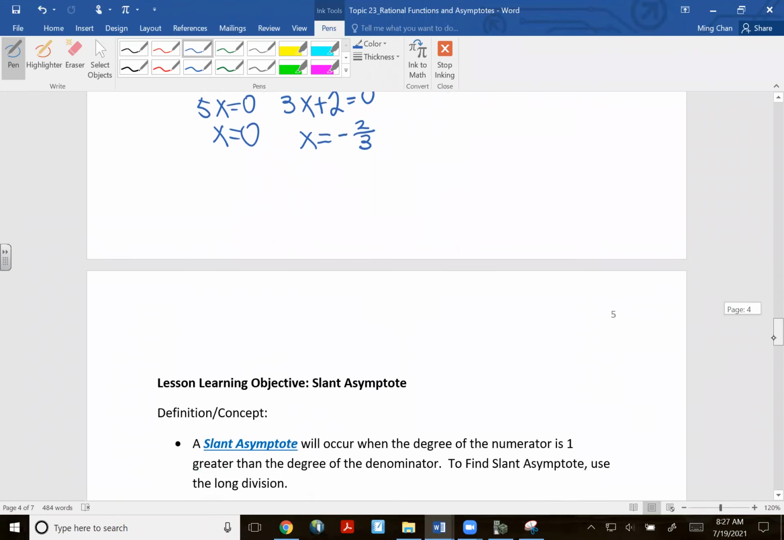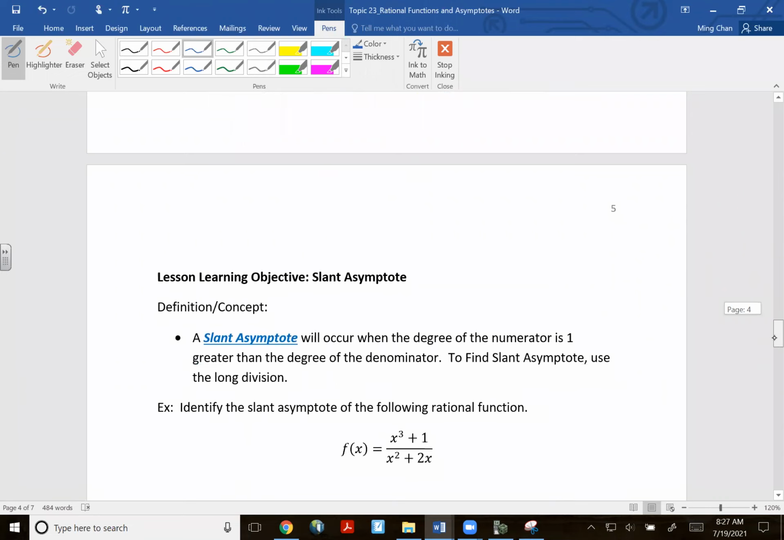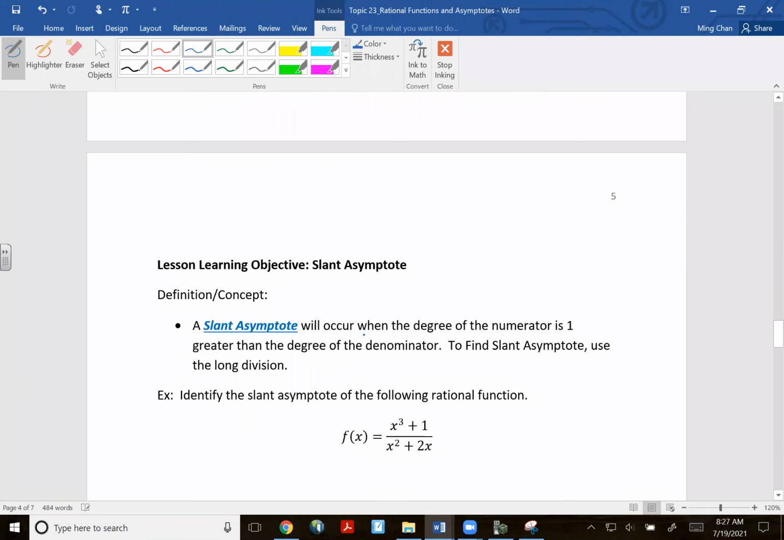Another type of asymptote is called a slant asymptote. A slant asymptote will occur when the degree of the numerator is bigger than the degree of the denominator, but specifically, it will only occur when the degree of the numerator is 1 greater than the degree of the denominator. This will only happen if the degree of the numerator is 1 greater than the degree of the denominator.